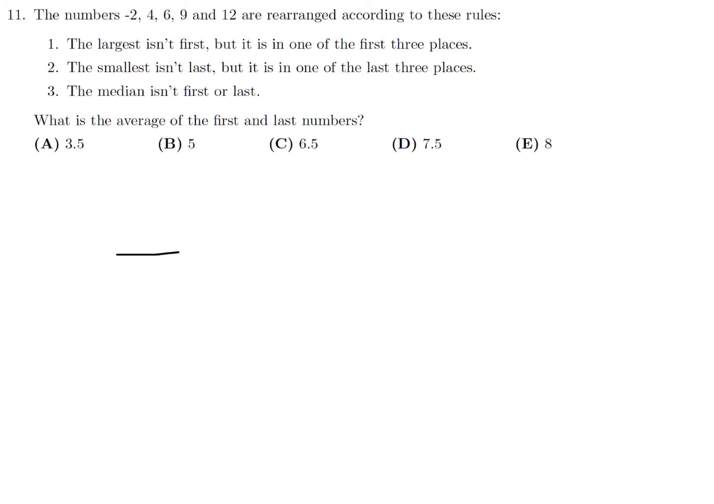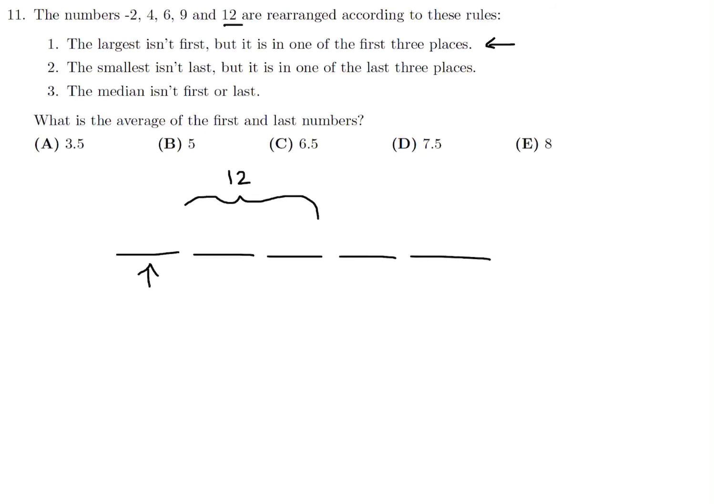So we have to play a little bit of a game here. We've got 5 slots, and let's take this one step at a time. Rule number 1, the largest isn't first. So the largest is 12, right? So 12 cannot go there. But it is in one of the first 3 places. So that basically means it's either here or here.